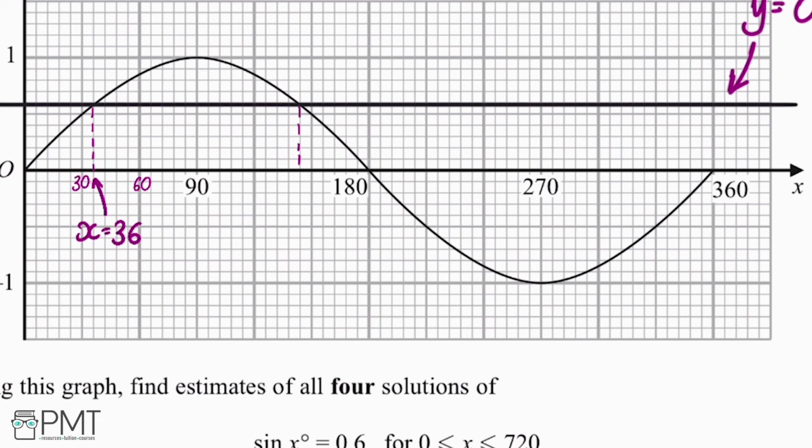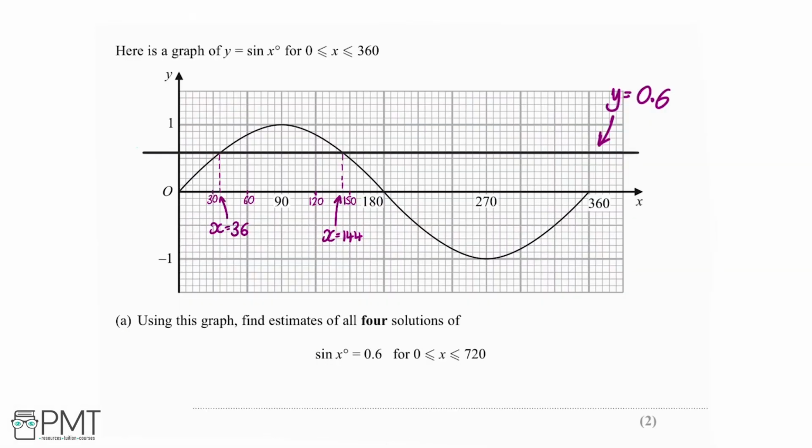And the same for the other point of intersection. The big squares are going up in 30. So we've got 90 plus 30 going to 120 here. So here we've got 150. And this is one little square back from 150. So it's going to be 150 take away 6, giving us x equals 144. Great, so that's our first 2 solutions. We've got x equals 36 and we've got x equals 144.